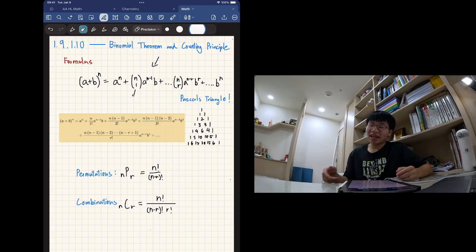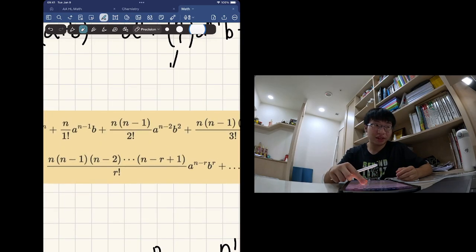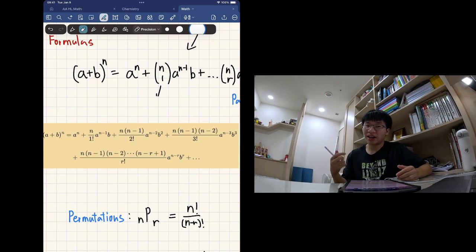But what if the power you're going at isn't a whole number? What if it isn't an integer? What if it's a decimal or a negative? That's when you use the general binomial theorem, and it's probably the most tedious one out of all of them, but it'll definitely come up.